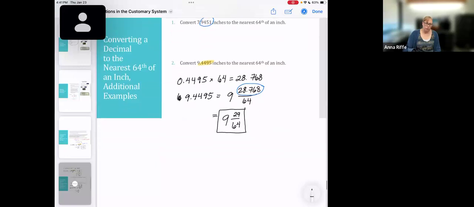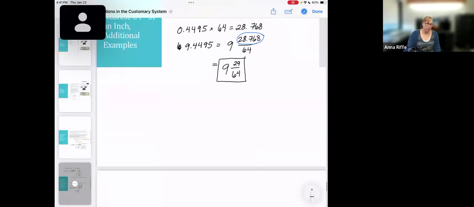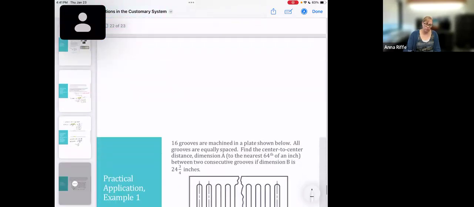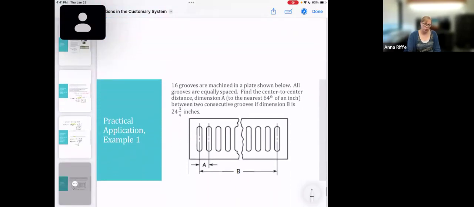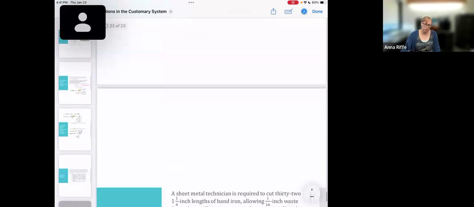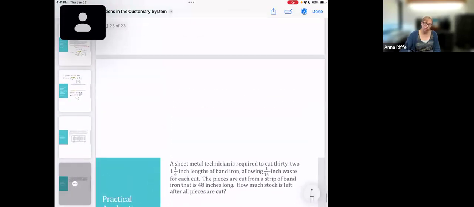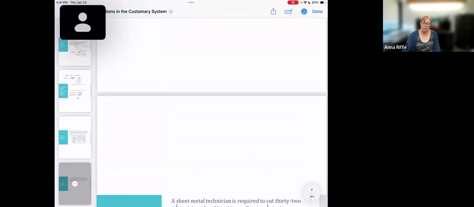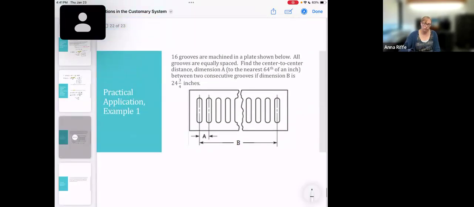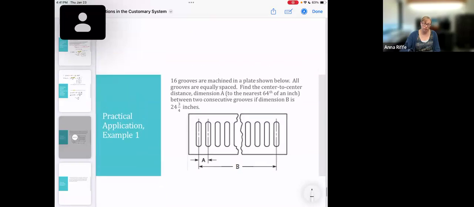Well, I do want to do at least one application. Let's do a practical example. Practical example 1. I don't think we'll get to the last example, practical example 2. But if you want to see that worked out, it is in the videos from 2020. So you should be able to find it in there.